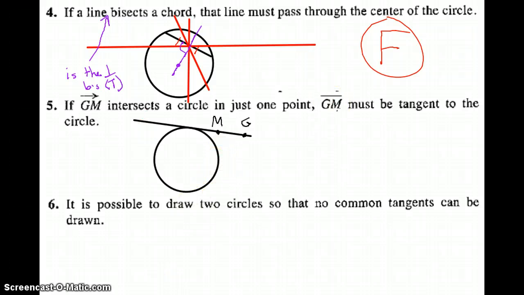Another way to do that, I could say that here's ray GM. It starts here and goes that way. Then here's ray GM. It intersects that circle in one point, but that's clearly not tangent. That's not what the definition of tangent is. So again, I'm sorry, but you are false. I'm trying to think of how to make that true.